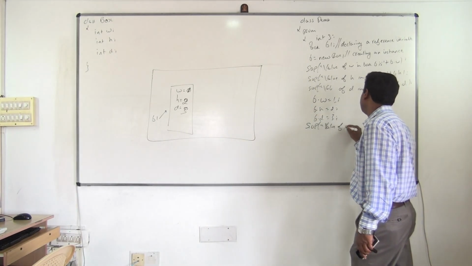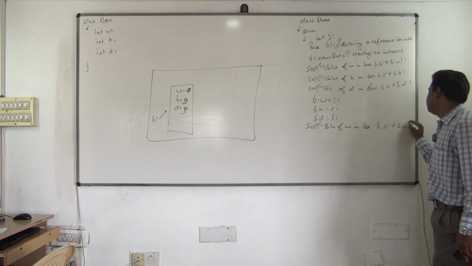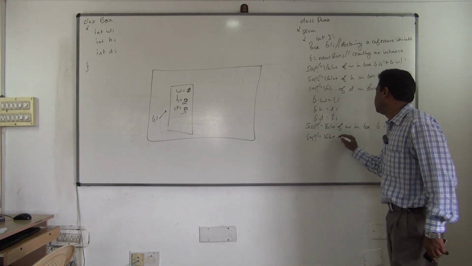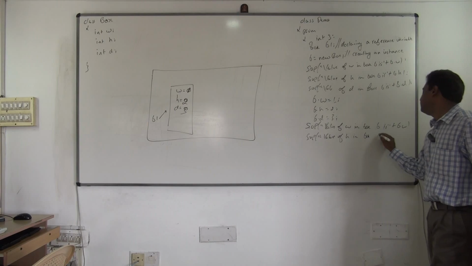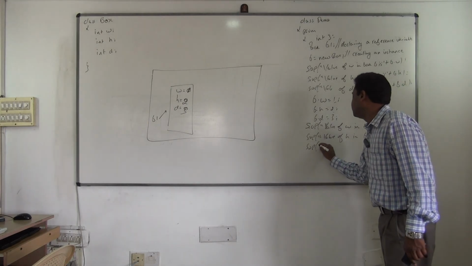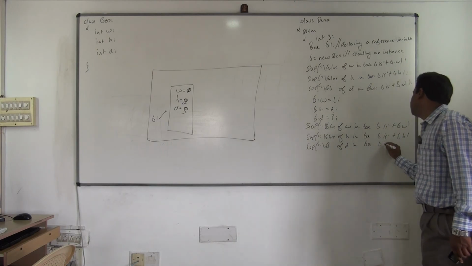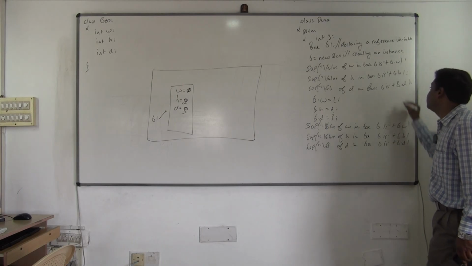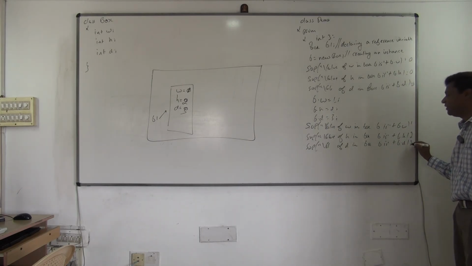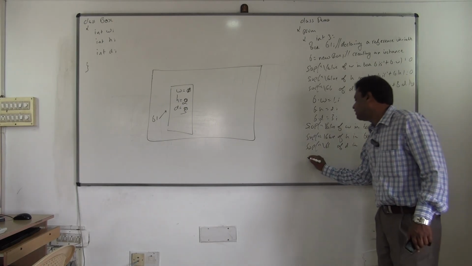SOP value of W in box B is plus B dot W. SOP value of H in box B is plus B dot H. SOP value of D in box B is plus B dot D. Here it was printing you 0, 0, 0, but here it prints you 1, 2, 3. Very clearly it will print. So it overwrites. And now if I want, I can calculate the volume.